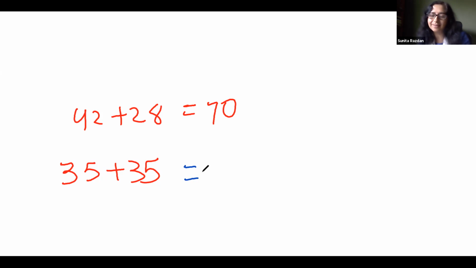Go ahead. Okay. 3 plus 3 is 6, and 5 plus 5 is 10, but there's no room for that 10. So the 1 goes with the 6, and then 1 plus 6 is 7, and then it becomes 70. Awesome job.